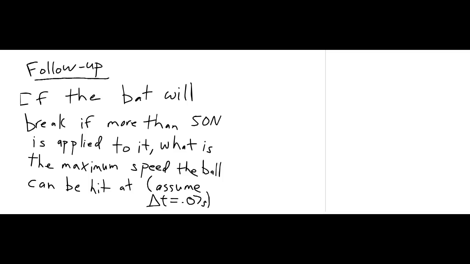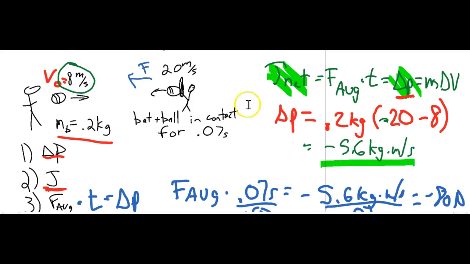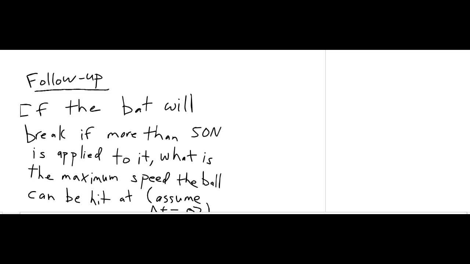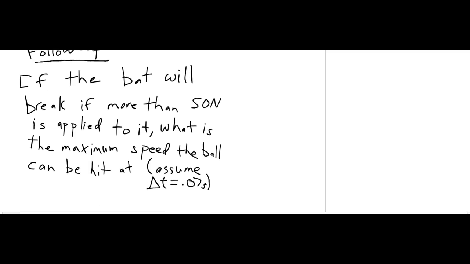On the next problem, let's do a follow-up. It says if the bat will break if more than 50 newtons is applied to it, what is the maximum speed that the ball can be hit? Again, assume the time is 0.07 seconds. If we looked back, we can see here that we had a force of negative 80 down here at the bottom. So it would have broken with that speed that this guy threw it with. So now I got to go back and try and figure out the speed that they can hit the ball, so not thrown, still the same.